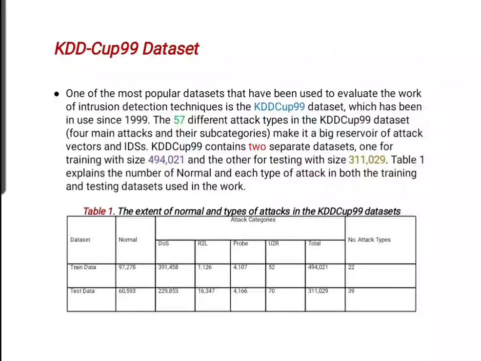Table 1 shows the number of each type of attack and the number of normal packets. The most important thing to know is that the number of types of attack in the training set is 22, while in the test set it is 39. This means that there are types of attack in the test set that are not present in the training set.